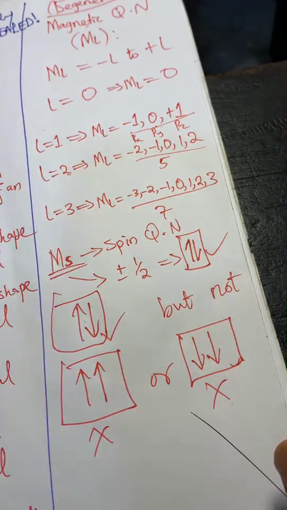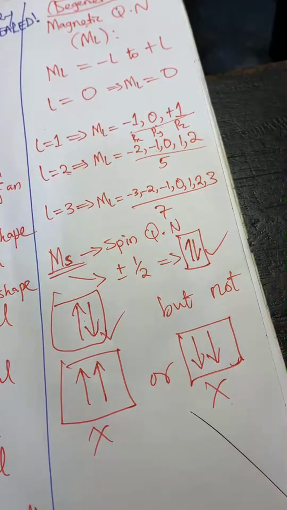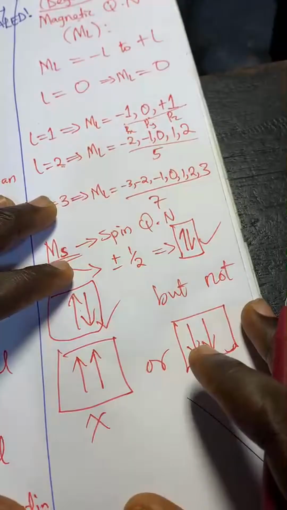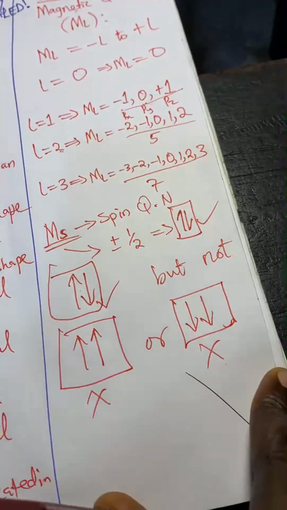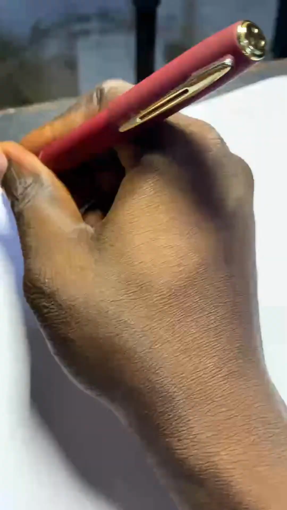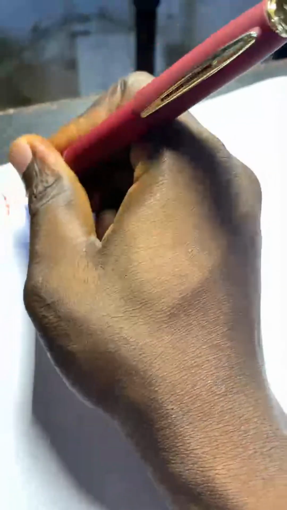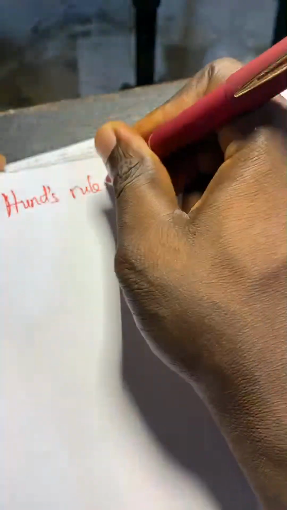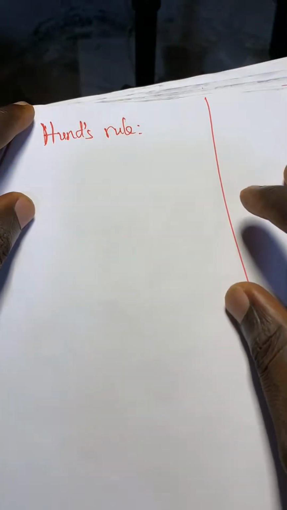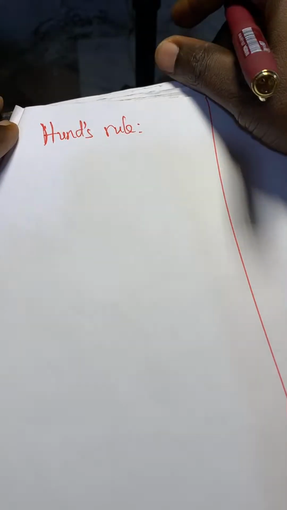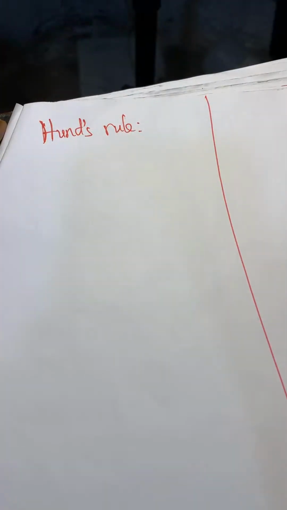So let's go to the next orbital. We have deliberated on that. Let's go to the next principle. And what is the next principle? The next one is what we call Hund's rule of maximum multiplicity. Hund's rule. What does Hund's rule say? Hund's rule says an electron must first be shared singly before pairing takes place in an atom.